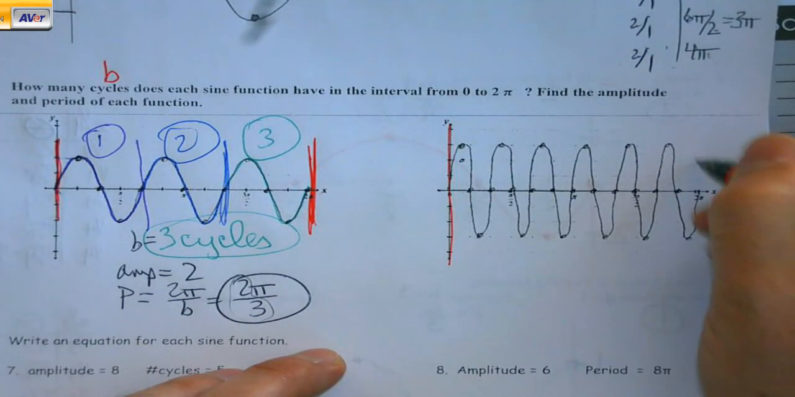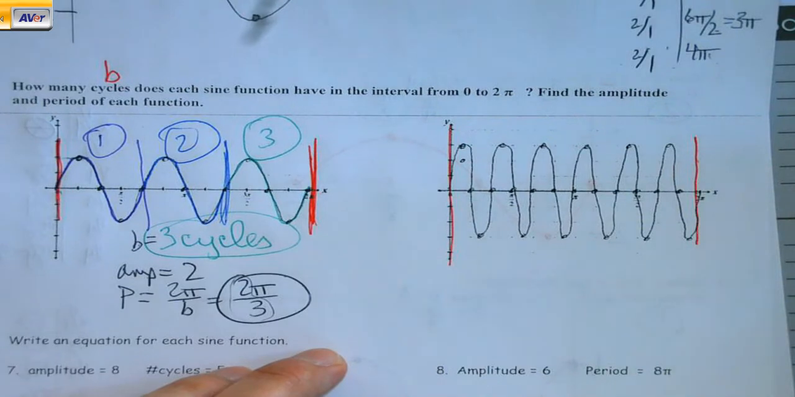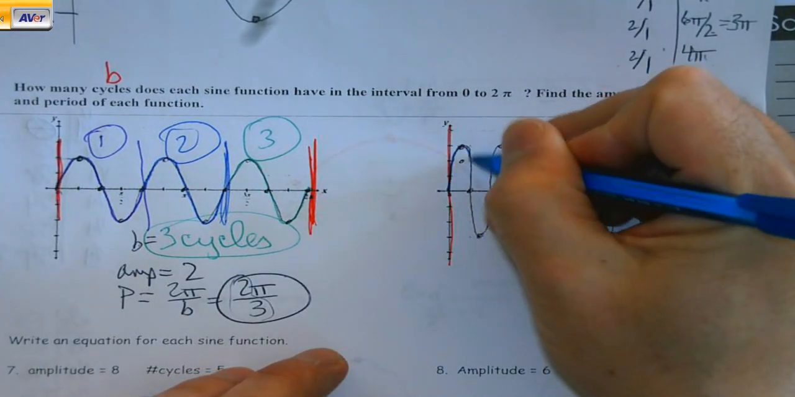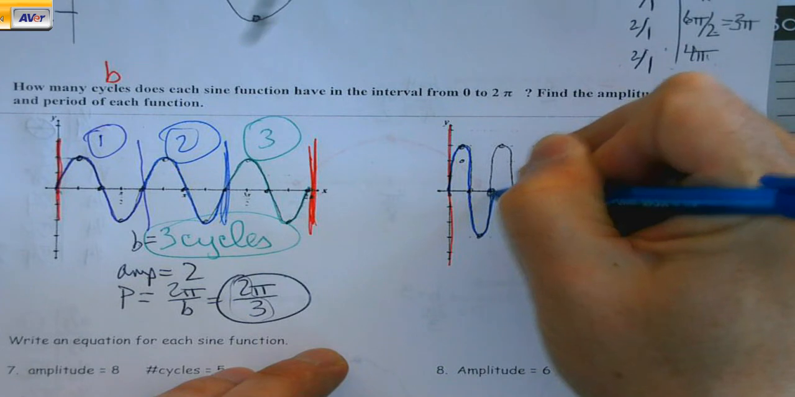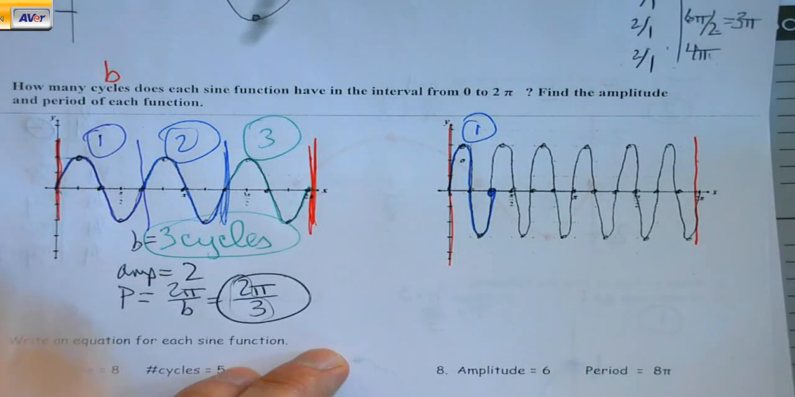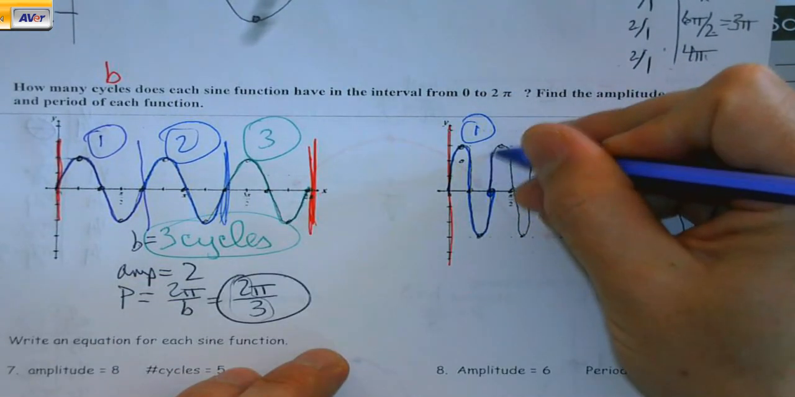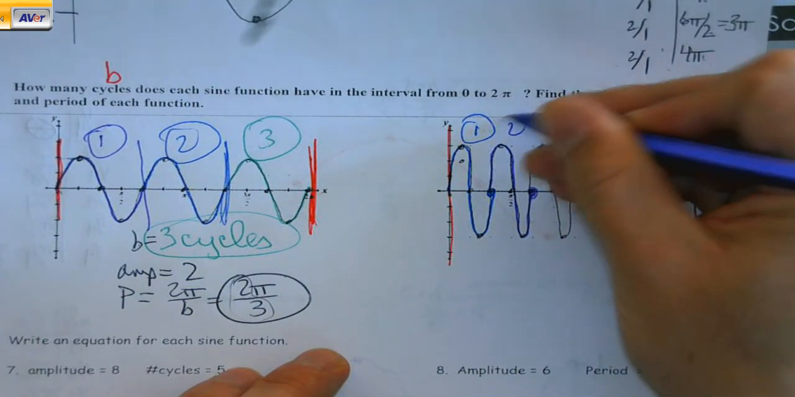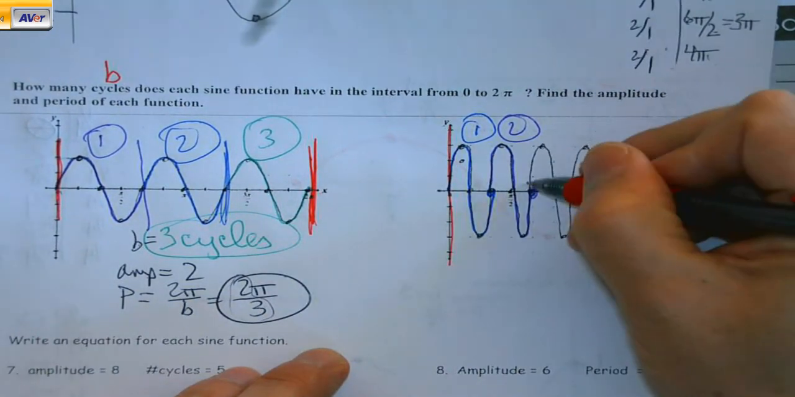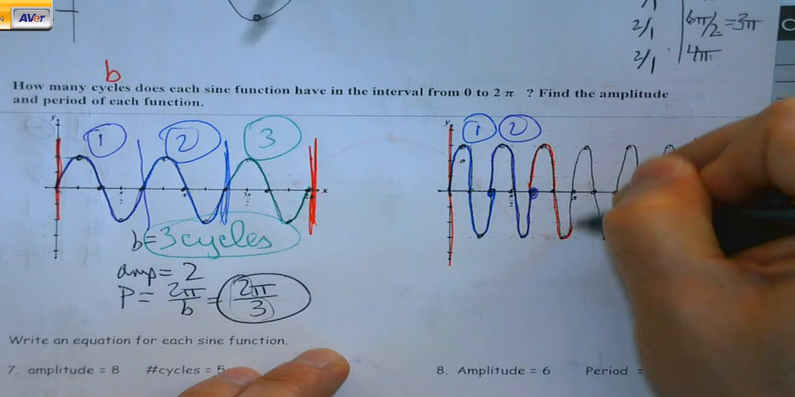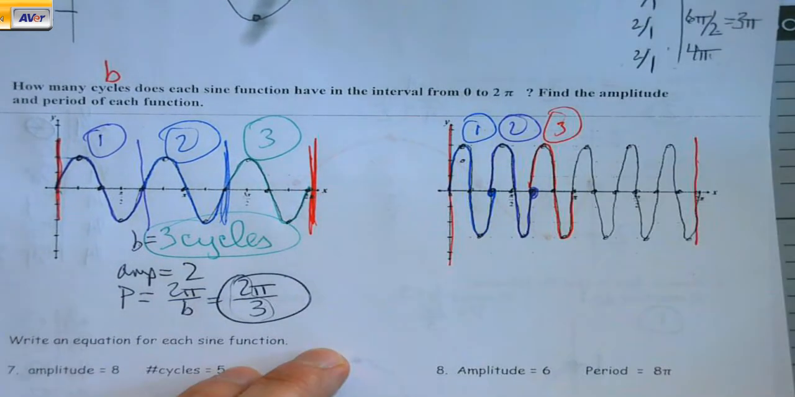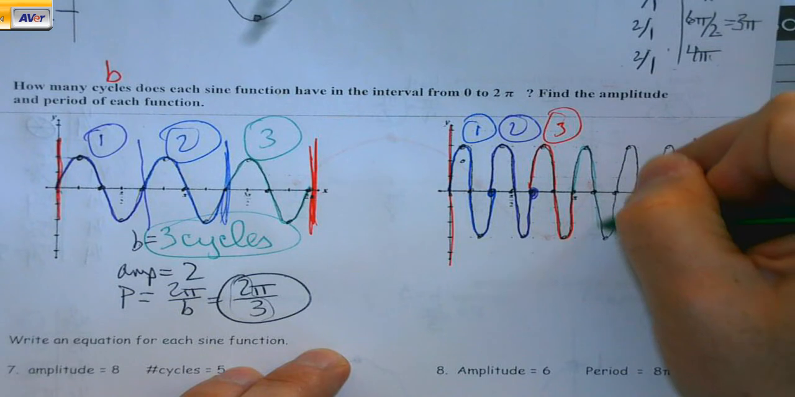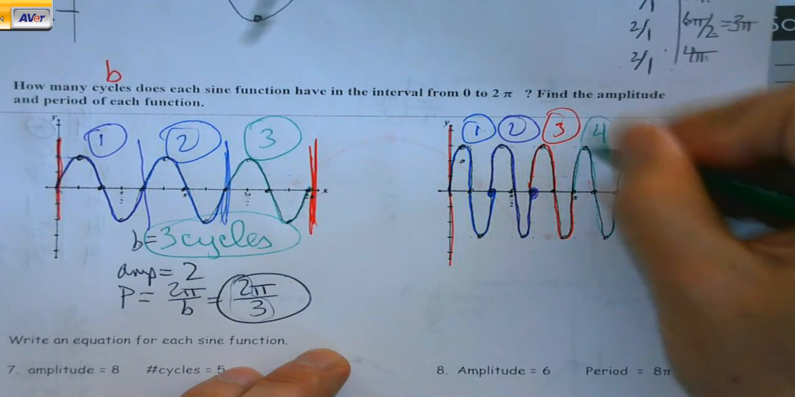And then the same thing on our last one here. Again, sine, max, min, back to the start. There's 1. Max, min, back to the start. There's 2. Max, min, back to the start. There's 3. I'm going to run out of colors. Max, min, back to the start is 4.